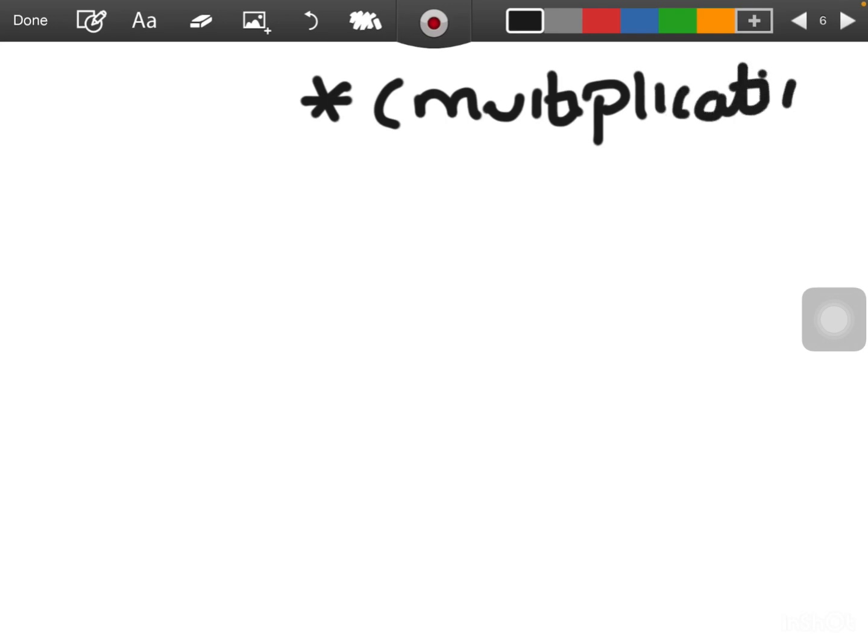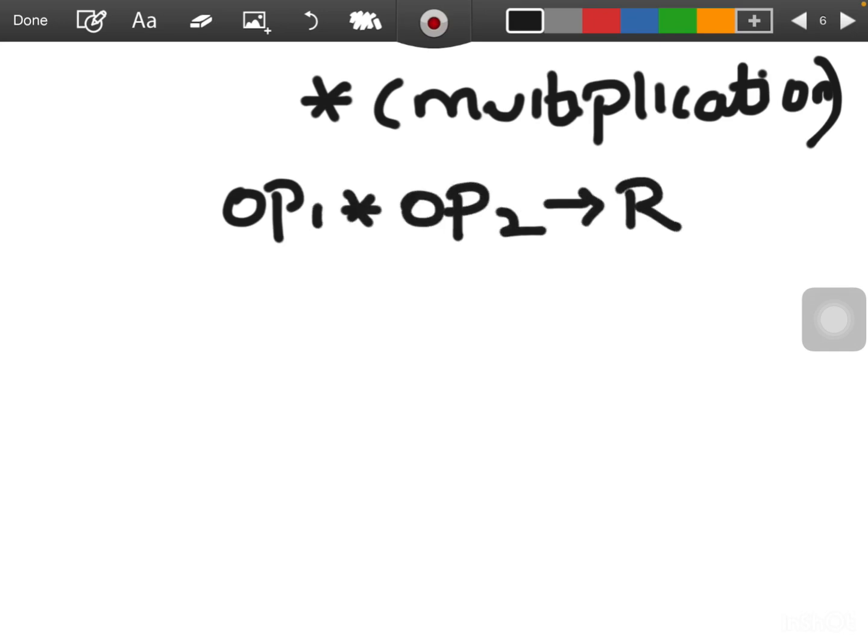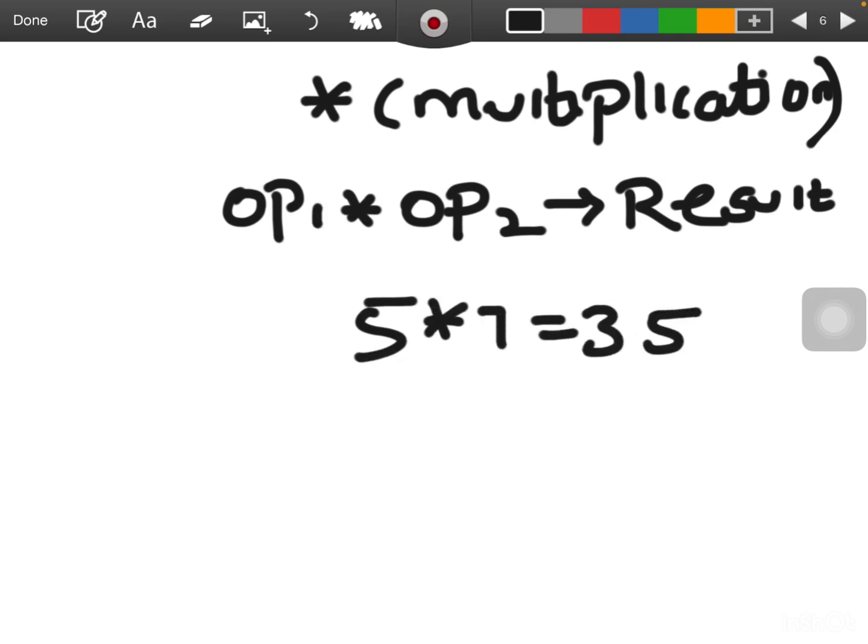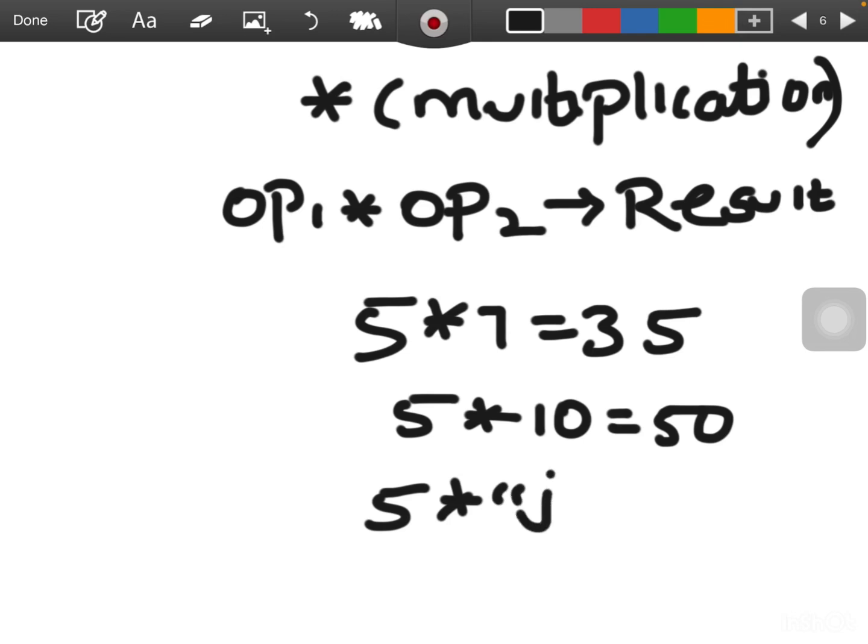And coming to multiplication, which performs multiplication on the two operands, operand 1 into operand 2, which gives the result. See here, 5 sevens are 35, 5 into 10, 50. But when we pass a string, as we know, we will get a compile time error.